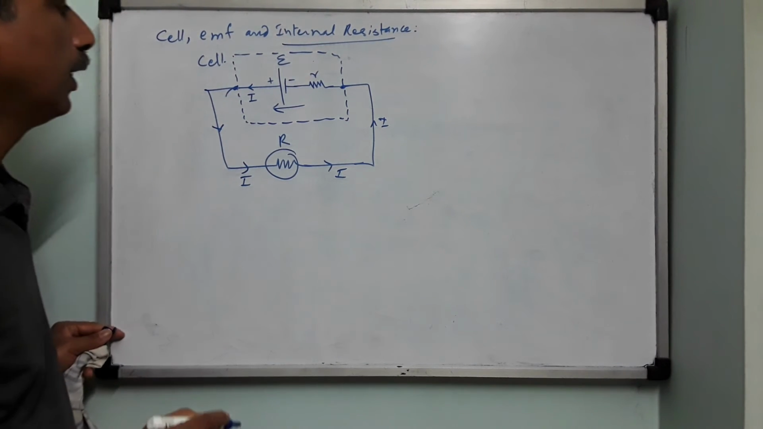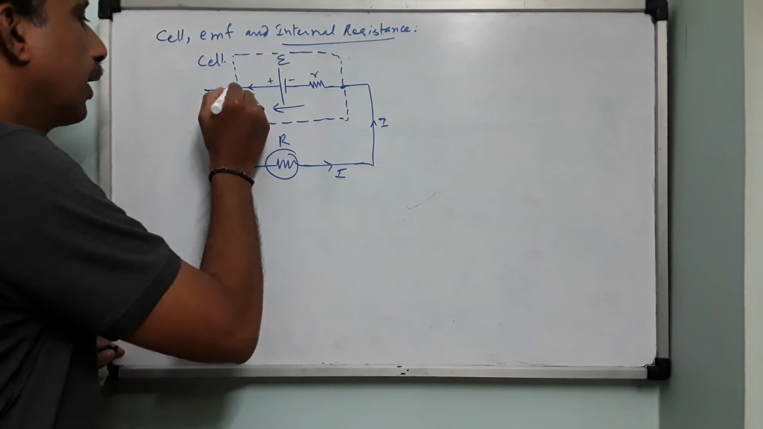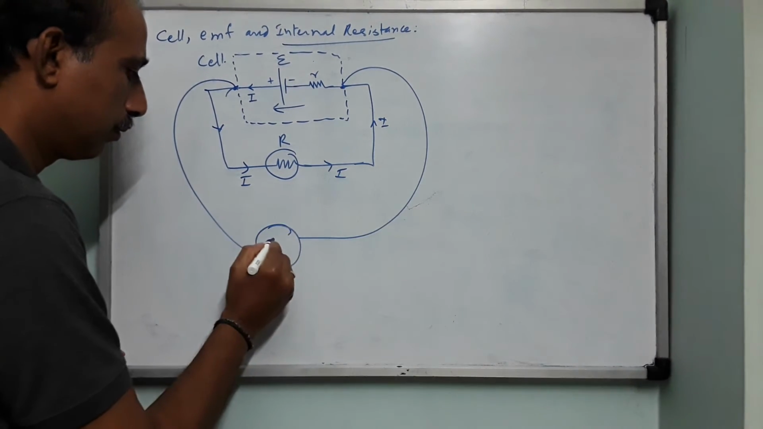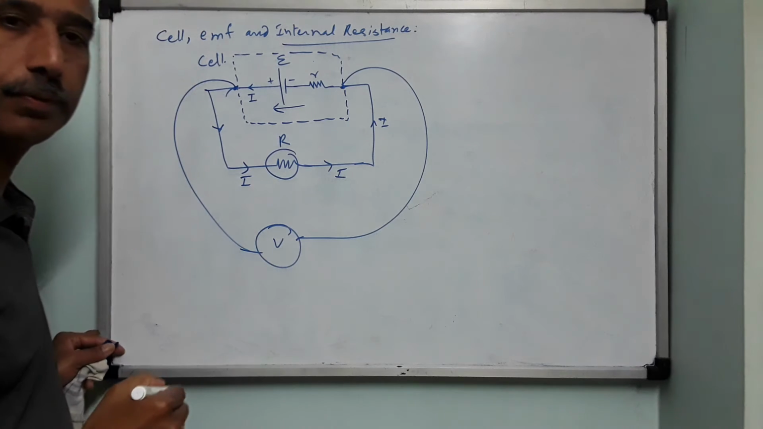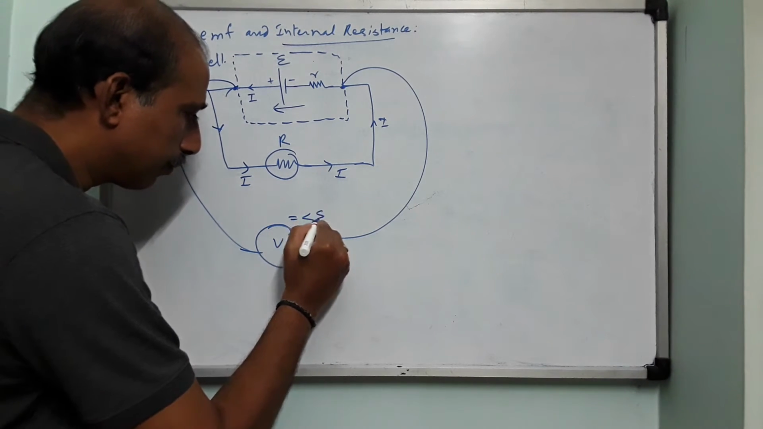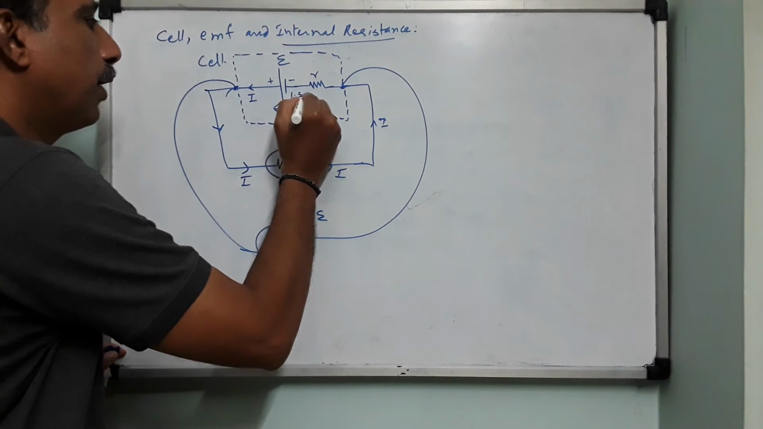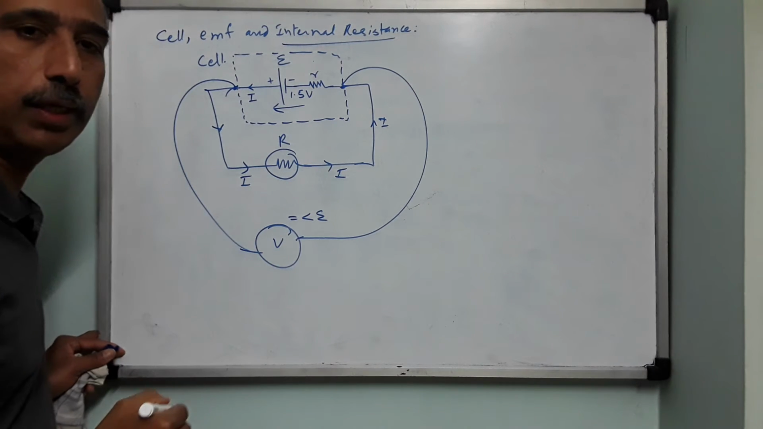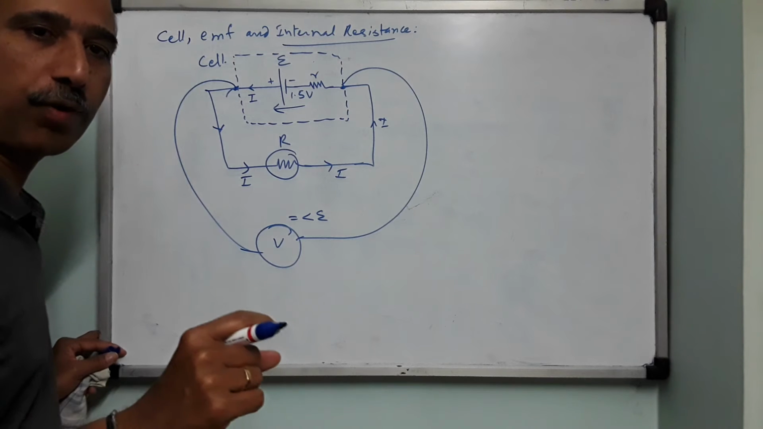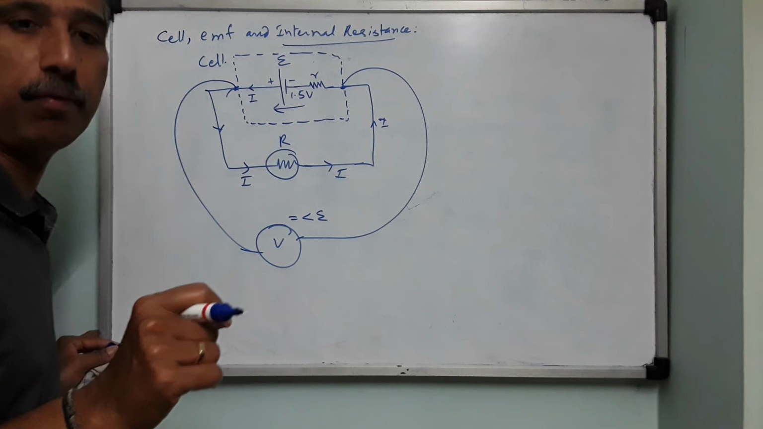Fine. Now, if I take a voltmeter and connect a voltmeter between these two points now, the reading will be less than EMF. For example, if this is 1.5 volt, which one? EMF. You can read on the body of a dry cell which you buy from a shop, written as 1.5 volt. That 1.5 volt is its EMF.